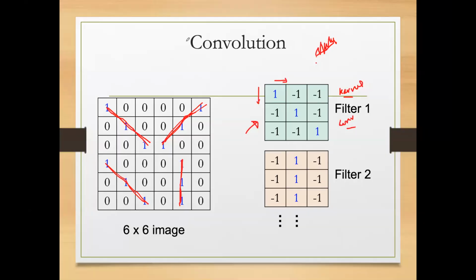So now, what I was trying to say is: what is the condition of this filter? The filter size will always be less than the size of the image. You can see that the size of the image is 6 by 6 and the filter size is 3 by 3, right? So that is one condition.